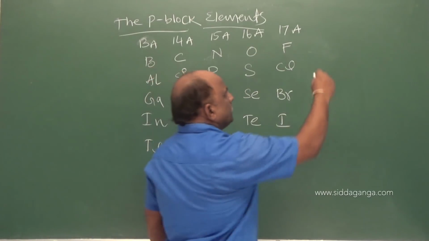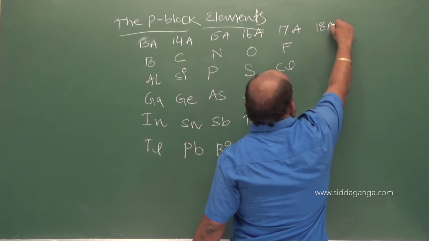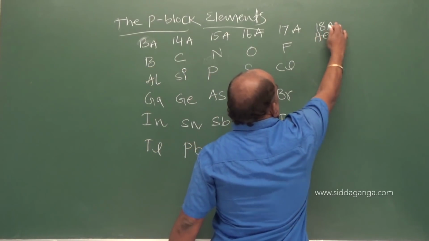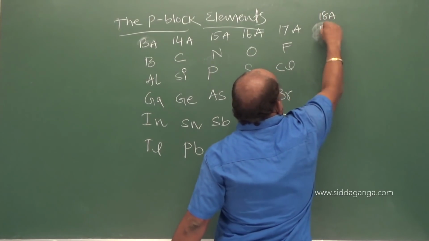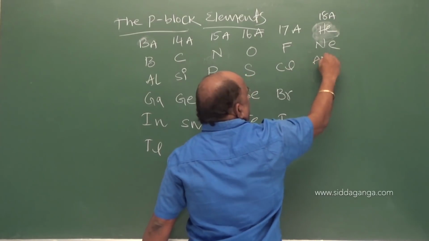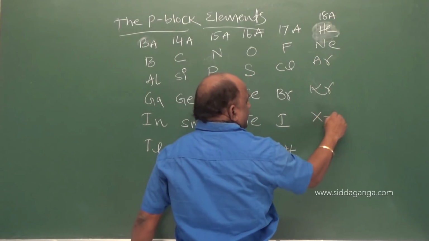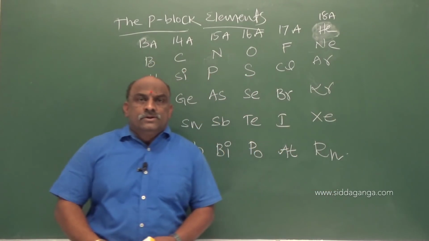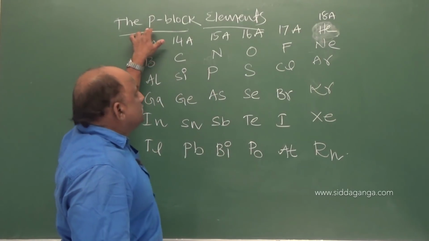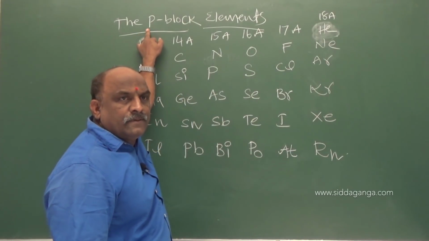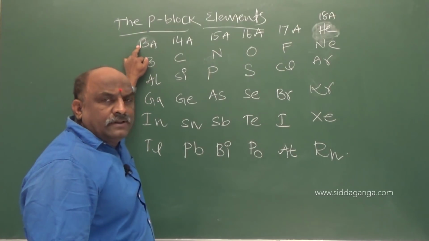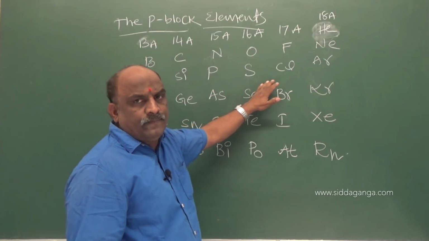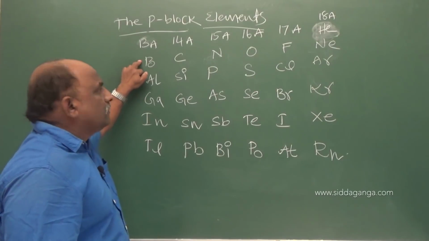And the last group, that is the 18th group elements, are the 0 group elements, nothing but helium, neon, argon, krypton, xenon, radon. So, these are the P block elements. Once you observe, the positions of these elements are on the right side of the modern periodic table.